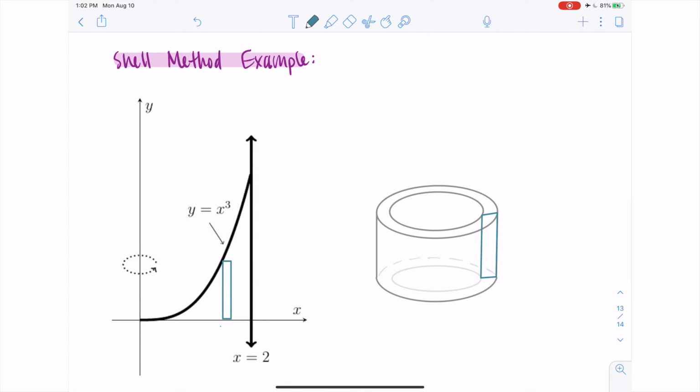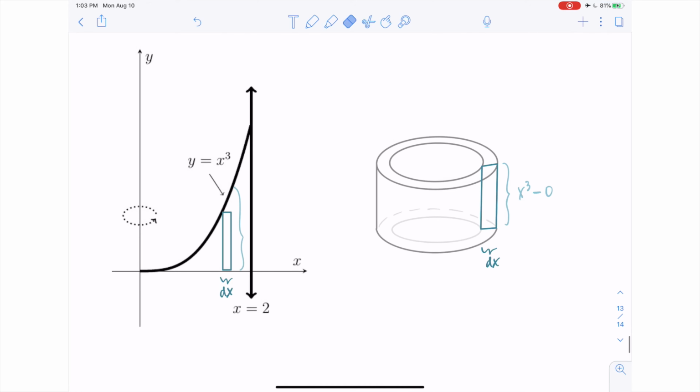So this shell has a little width of dx, and then it has a height that goes from the base up to the top of the function. That's going to be from x cubed, the top of the function, down to just 0. Here there really isn't a bottom function, it's just going down to the x-axis. So we can write x cubed minus 0, but it's really just x cubed, because this horizontal axis is y equals 0. You can think of x cubed minus 0 if that's helpful.